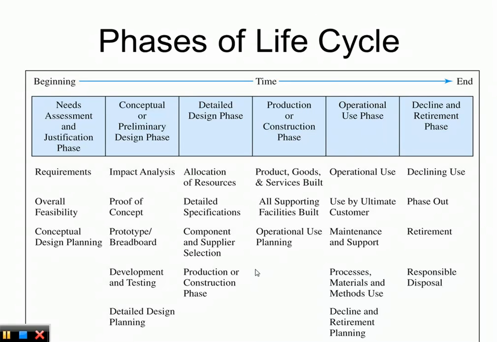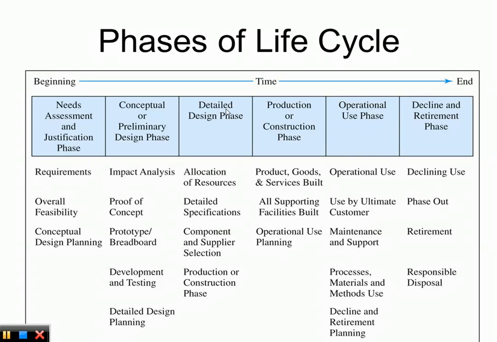So now if you look at this as a timeline, from the beginning to the end of the product, we have these phases that we just talked about. We named them all. For the needs assessment and justification phase, we will consider the requirements. Here we also look at overall feasibility and do conceptual design planning. In the next phase, the conceptual and preliminary design phase, we're going to do impact analysis, proof of concept, prototype, breadboard, development and testing, and detailed design planning.